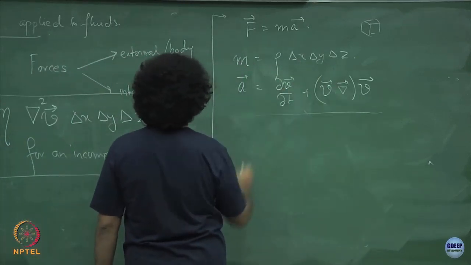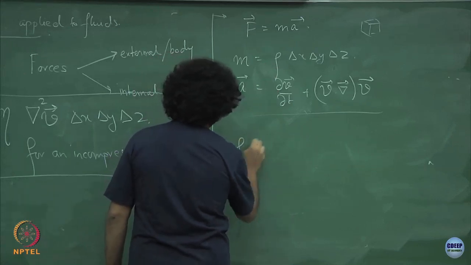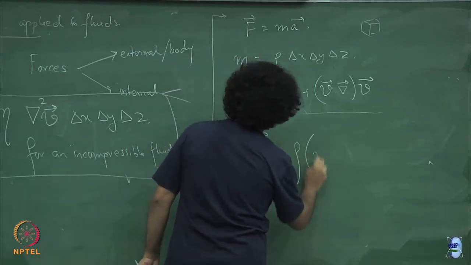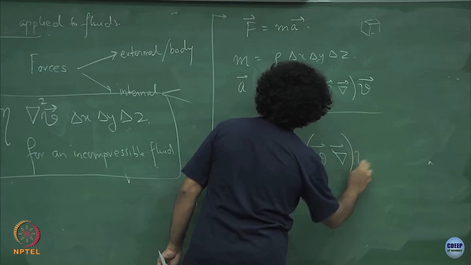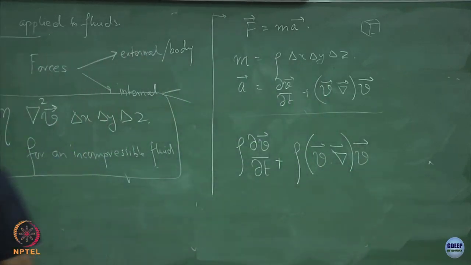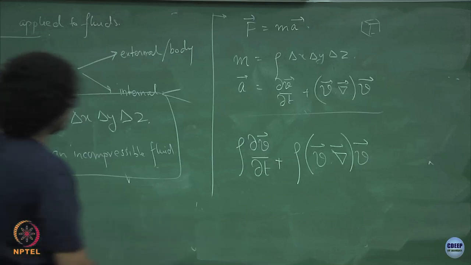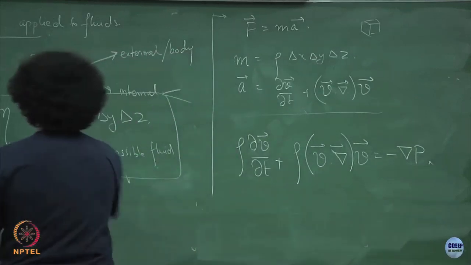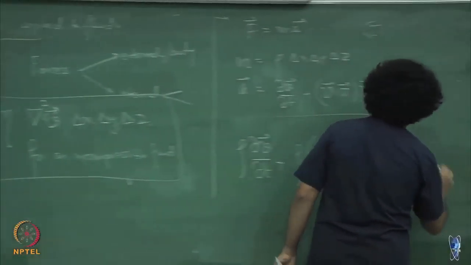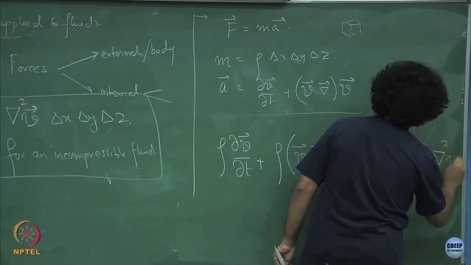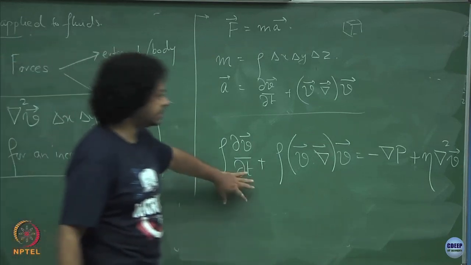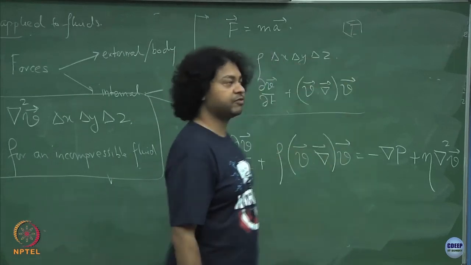So, what I will get on this MA side is rho times del v del t plus rho times v dot del v, right, that is my ma, and then on this side I will get a minus gradient of p plus the viscosity times the Laplacian of v, right. So, that is my force equal to mass into acceleration for a fluid parcel of some arbitrary volume.